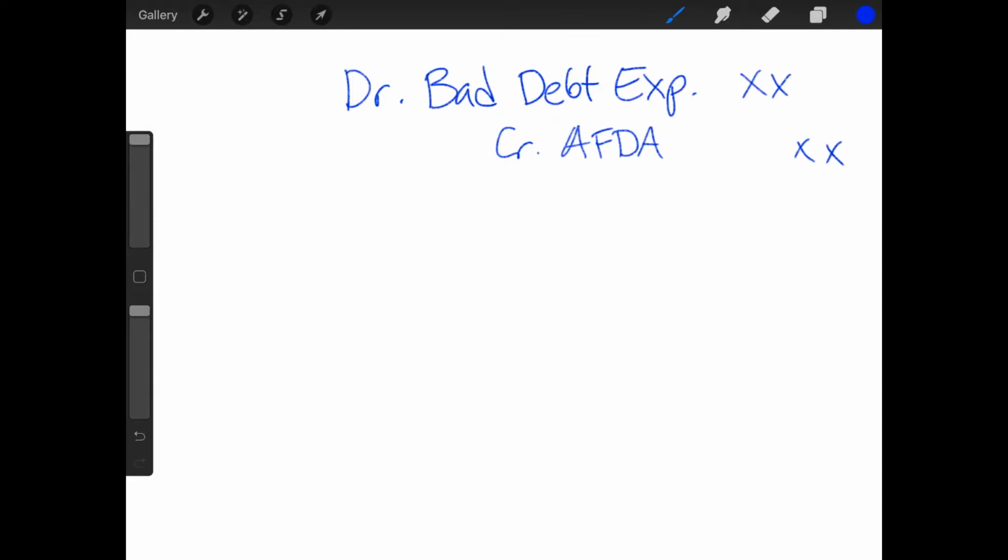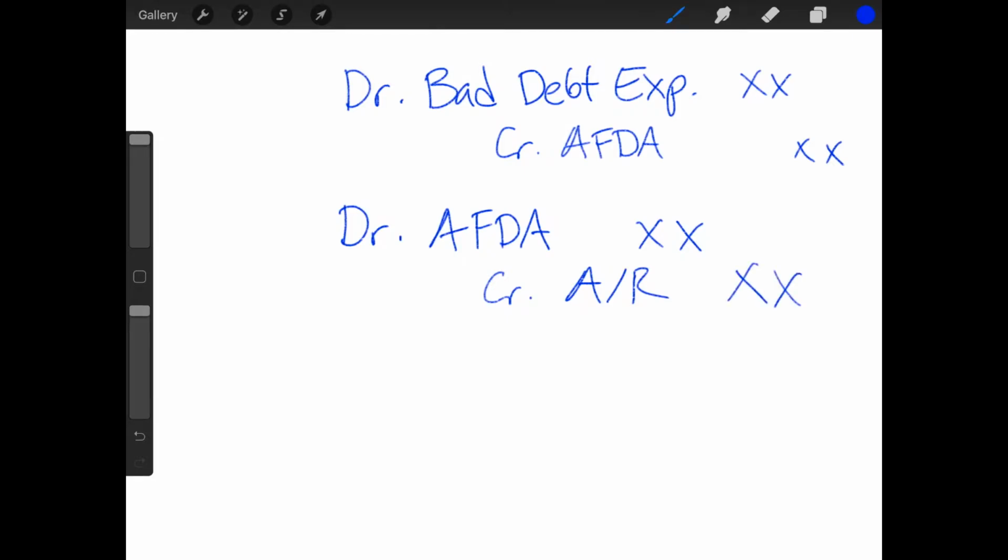And only once we've identified specific accounts do we do this next journal entry, which is a write-off. So we debit AFDA to decrease our allowance account, and then we credit our accounts receivable to decrease it, because now we're able to identify that this specific person isn't going to pay us back, so we feel comfortable writing down our accounts receivable.